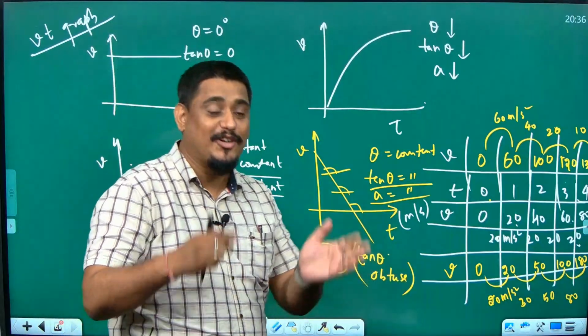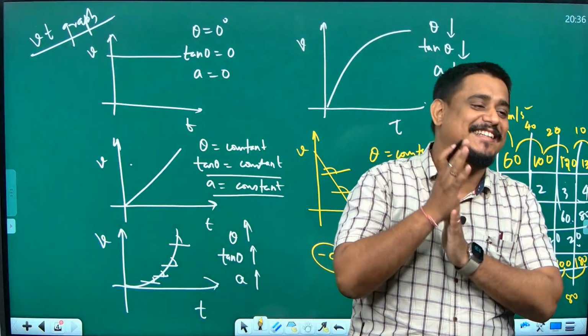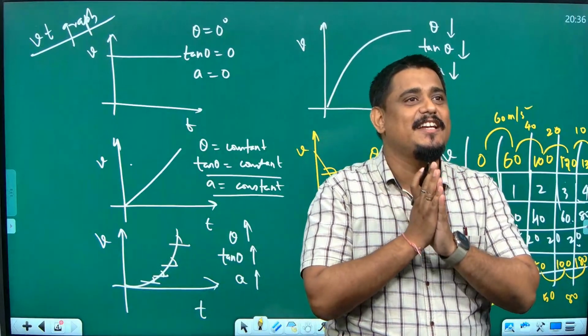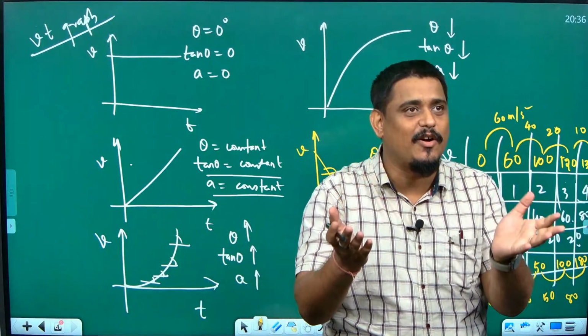Displacement, sorry, not displacement. Deceleration and retardation are same. Retardation is same as deceleration or negative acceleration.